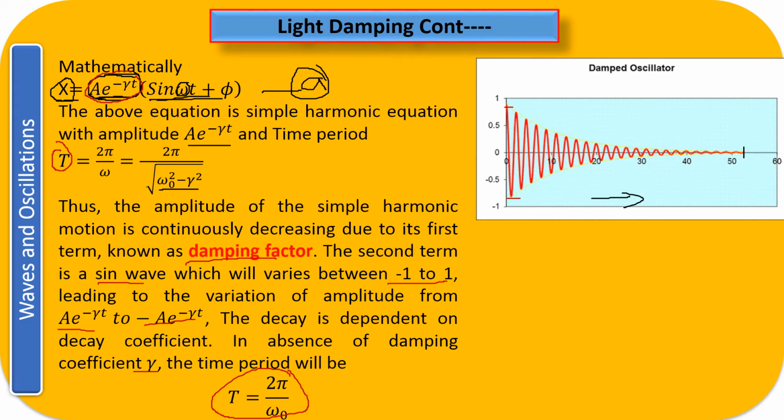But in case of your free oscillations, it is equal to 2 pi upon omega naught, and omega naught is equal to under root k by m. So you just substitute the value of omega naught, k by m, rearrange, and find out what will be the time period. This will be called your light damping.